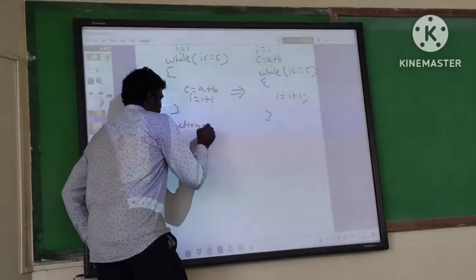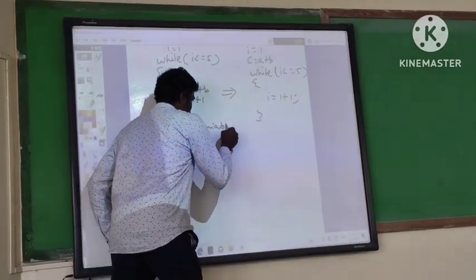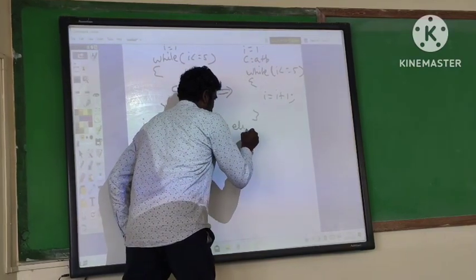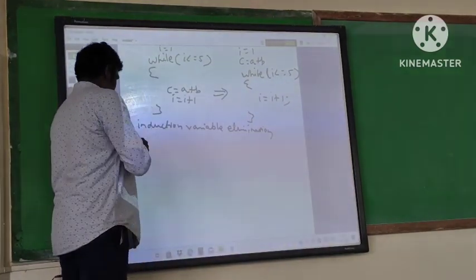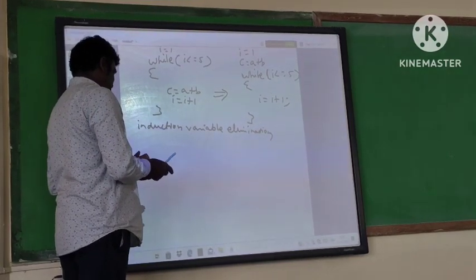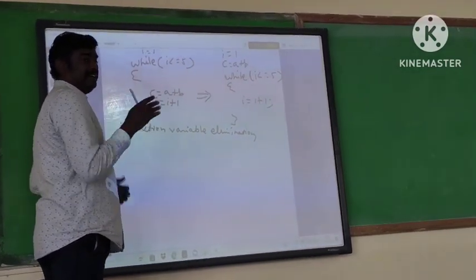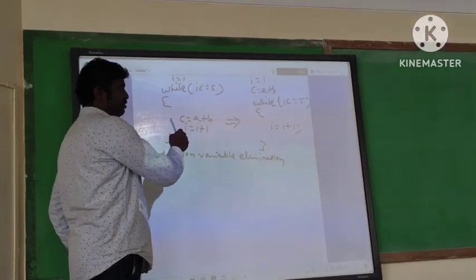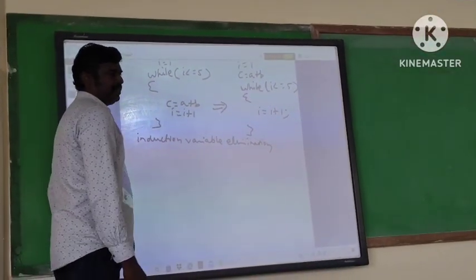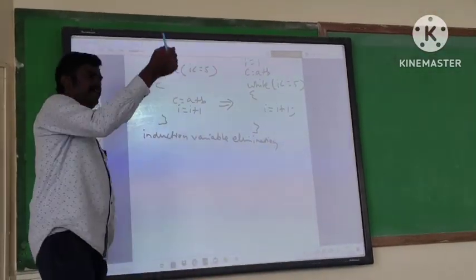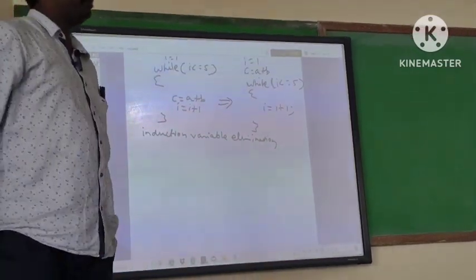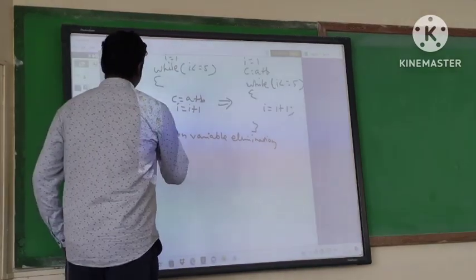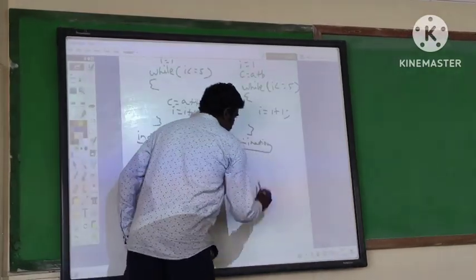Induction variable elimination. Induction is a jargon; in the sense, an index variable is called an induction variable. That's all. What is an index variable? When you use I inside a loop, or J, or K, that is called an induction variable. So such kind of variable has to get eliminated.